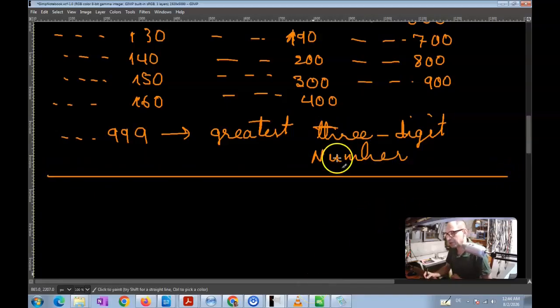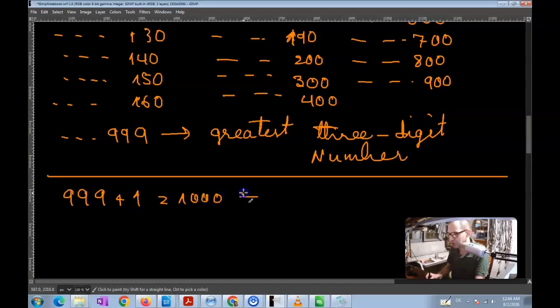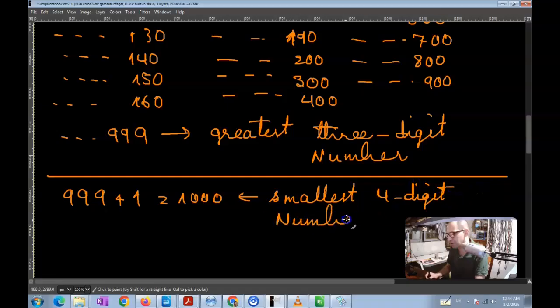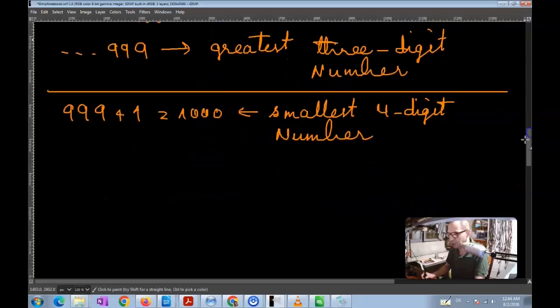And then we can move to the 4-digit numbers, right? So if I take the greatest 3-digit number, which is 999, and add 1 to it, I'll get 1000, which is the smallest 4-digit number, right?